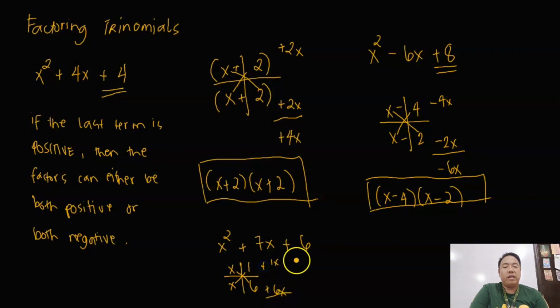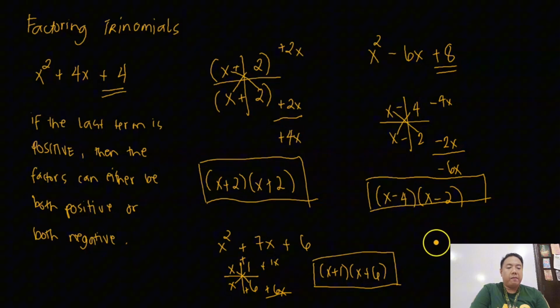Yes, very good. So that means yung sign nito dito, yung sign nito dito. So factors will be the quantity of x plus 1, and the quantity of x plus 6. Yeah, very good po. Sige nga po, try natin i-check kung tama po ba. One example, x plus 1 times x plus 6.